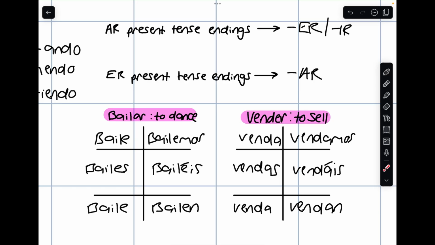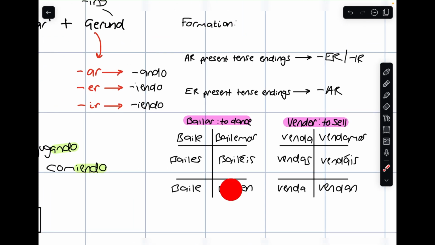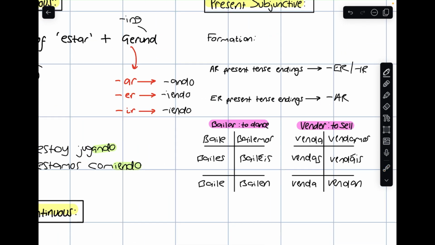So you'll notice that vender, an ER verb, we now have the AR present tense endings. So as, a, amos, áis, an. And that is a really simple way to form the subjunctive. Of course, there are many irregulars, but at GCSE, you only really need to recognise the regular verbs.